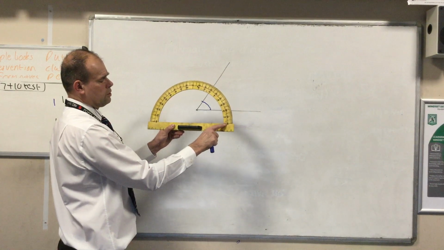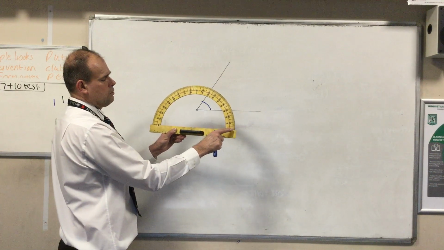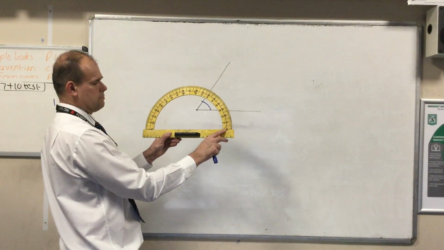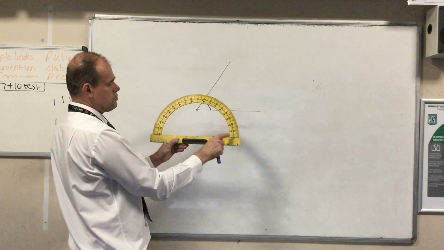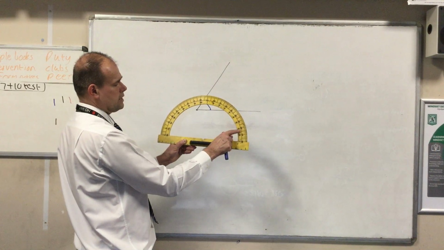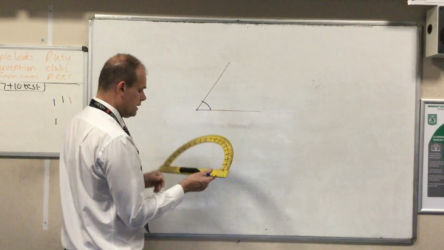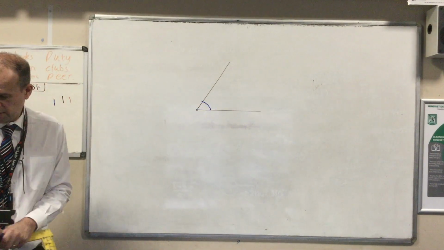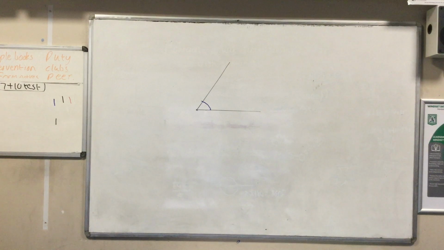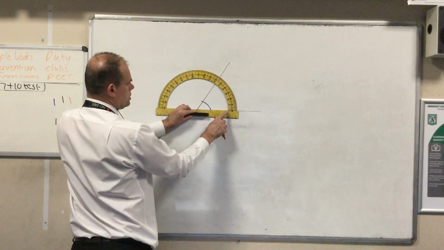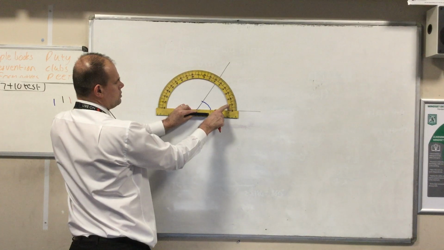You've got 2 scales. One will go 0, 10, 20, and one will go the other way around, from 180 down to 170. You obviously need to start at 0 when you measure, so it depends which way you measure around. It could be the inside scale, which is going 0, 10, 20, or the outside scale, which is going 0, 10. So if I now place it here, I'll use my red pen quickly. I'm going to measure, I'm setting this bit at 0, and the scale's going 0, 10, 20.